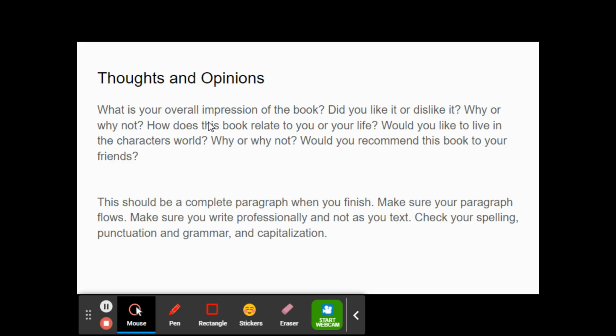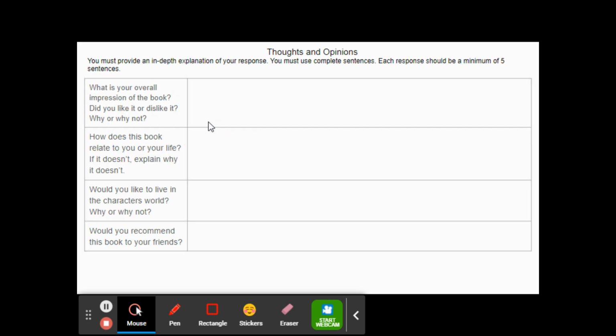Thoughts and opinions. Here's where you're going to complete the thoughts and opinions section. What is your overall impression of the book? Why did you like it? Why did you not like it? You must provide an in-depth explanation of your response. You must use complete sentences. Each response should be a minimum of 5 sentences.